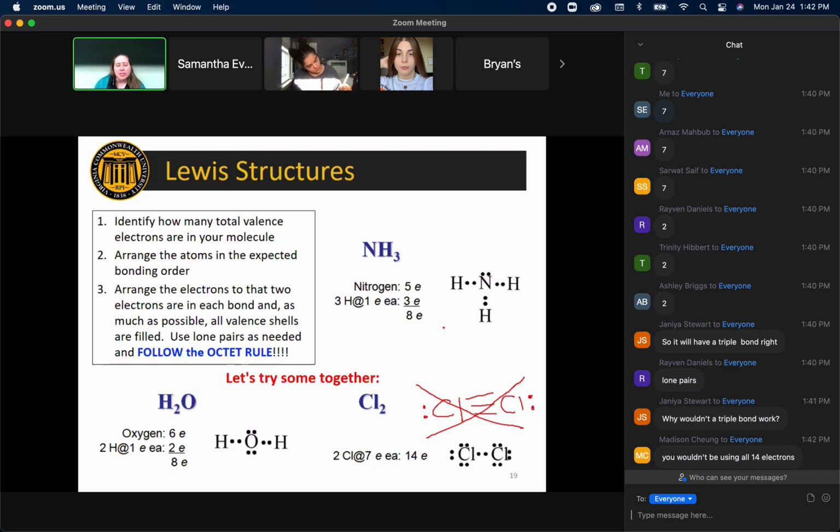A lot of times you can see these things when you try them out, but the easiest way to do this, until you get comfortable and you get to know things, is to put in a single bond and then put in lone pairs until the octets are filled, and then go back and think about multiple bonds.